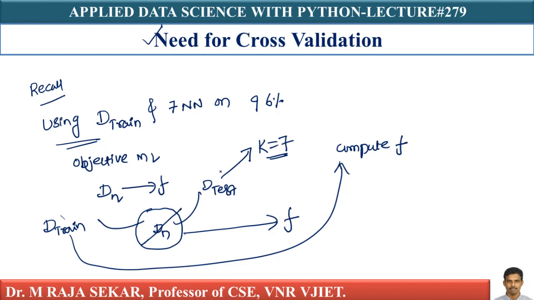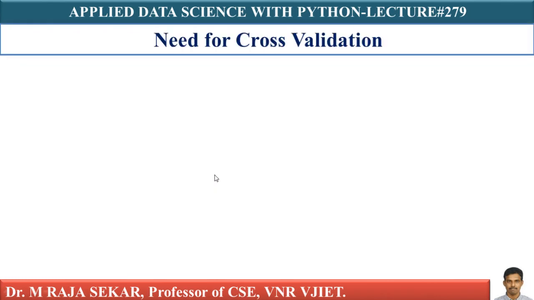And now what is your accuracy? Let's say using all of my data DN, I learned 7NN, and it gives me an accuracy of 96%. Let it be. There is one fundamental problem with this. What is the objective of machine learning? Learn a function and tell me an accuracy for the future. That is important.